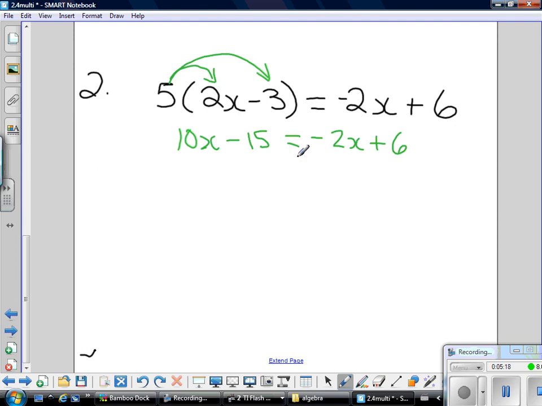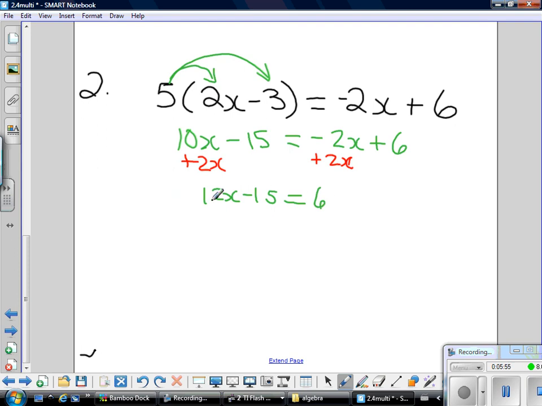So I have x's on both sides, so I've decided that I'm going to move my variables to my left side. Opposite of minus 2x would be a positive 2x. Notice I'm not just putting a plus 2, I'm putting a plus 2x so that there's no question whether I'm doing variables or actual constant numbers. So 10 plus 2 is going to be a 12x, and minus 15 equals negative 2 plus 2, the x's are gone, and I have a 6.